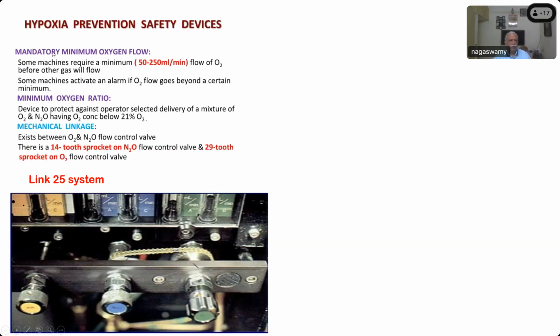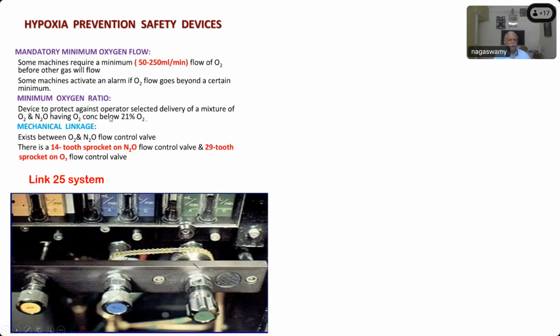Earlier there was a thing called mandatory minimum oxygen flow. For some time in all the workstations, they were supplying a minimum mandatory flow of 50 to 250 ml to prevent hypoxia, so that the patient will get at least the basal oxygen requirement of 250 ml per minute. But this started diluting the gases, and when they started practicing low flow anesthesia, this became a hindrance because the machine will, whether you like it or not, deliver this amount of oxygen. So for low flow anesthesia, it became a headache. So they removed this now. We don't have this anymore, but it was there for some time in the earlier versions of the workstation.